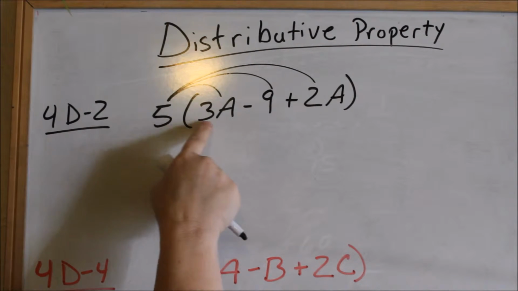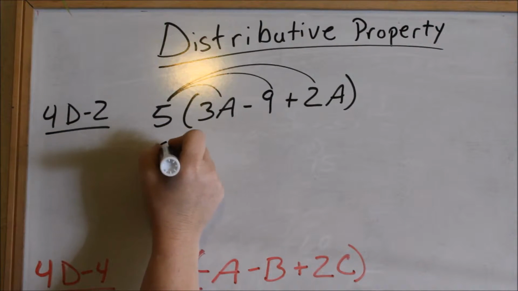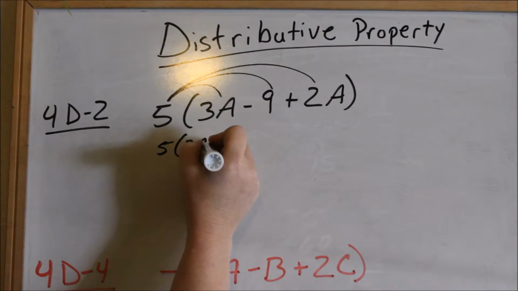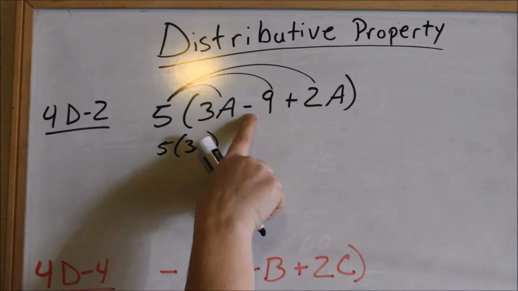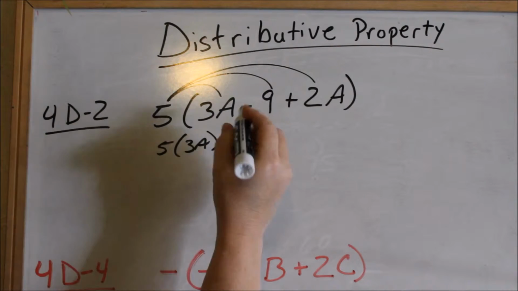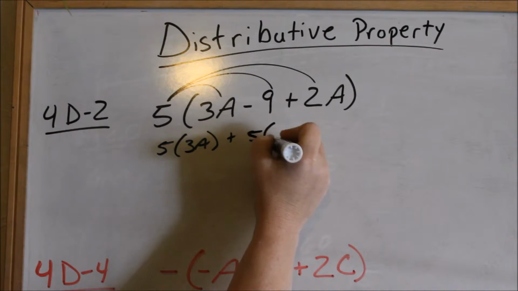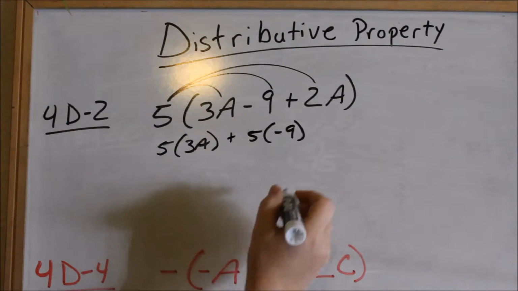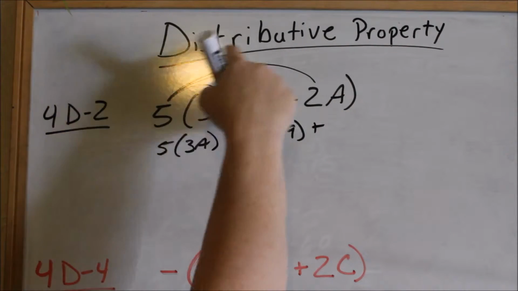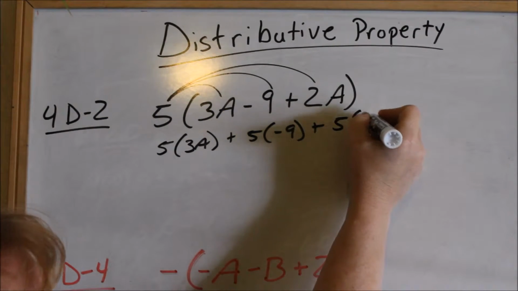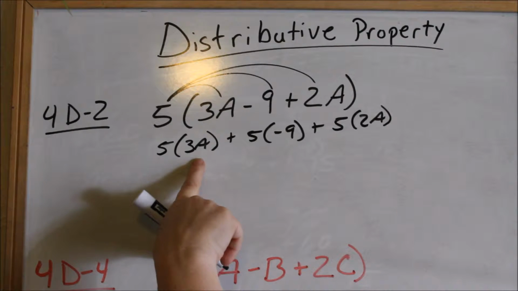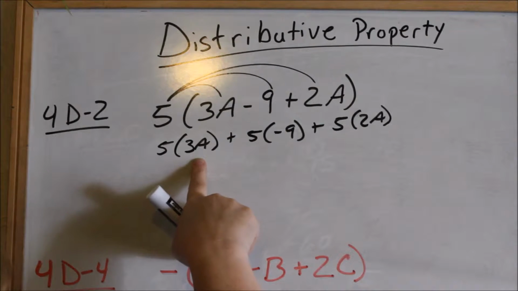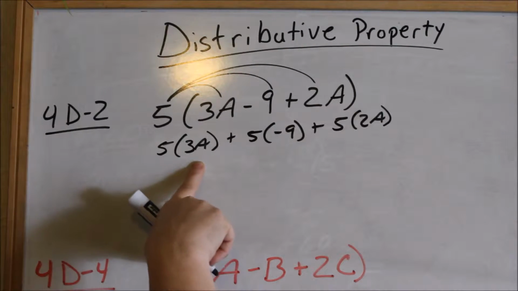So we do 5 times 3a. If you want to write it like this, 5 times 3a times 5 times a negative 9. So this is like 5 times negative 9. And then 5 times a positive 2a. Okay, Matthew C might stop here, but I recommend to keep going on and keep simplifying.